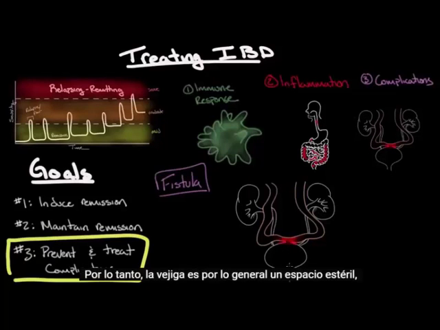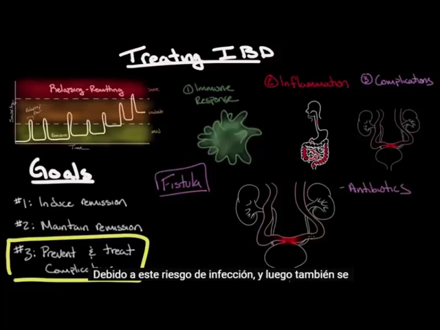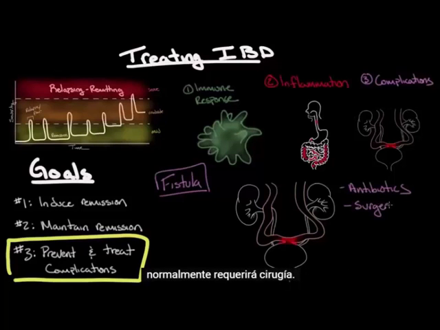So the bladder is usually a sterile space, and so now it's exposed to all the bacteria and inflammation of the small intestine, and you can get a pretty bad bladder infection. So fistulas are also treated with antibiotics because of this infection risk, and then also they typically will require surgery. Now, there are a number of other complications that can occur with Crohn's disease and ulcerative colitis, but the abscesses and the fistulas are two of the most common.